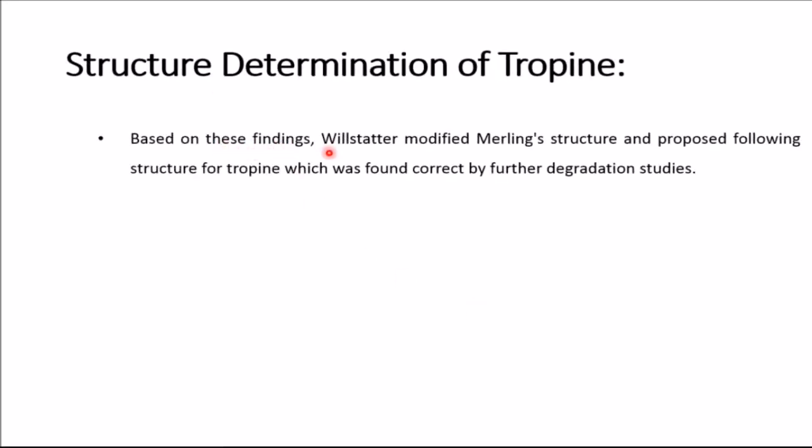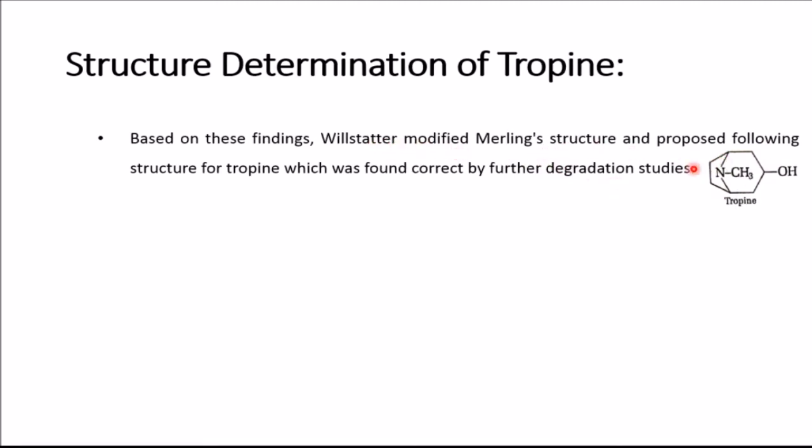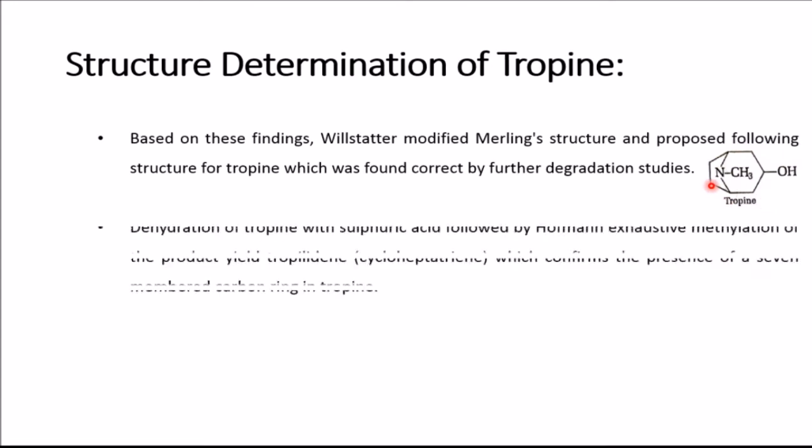Based on these findings, Willstatter modified Merling's structure and proposed a structure for tropine, which was found correct by further degradation studies. This structure is given by Willstatter modifying Merling's structure, that this is the real structure of tropine.